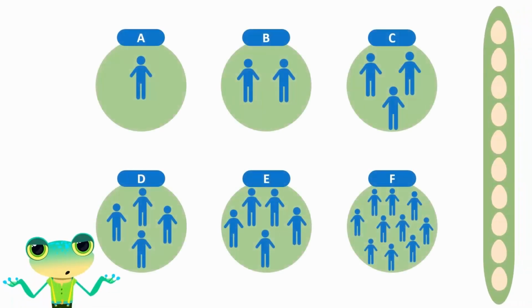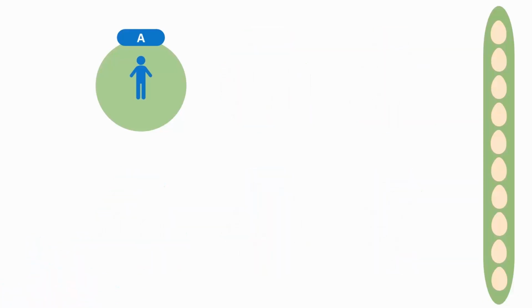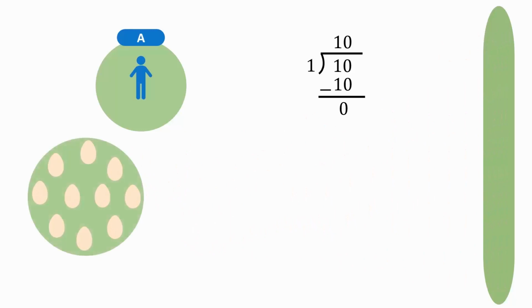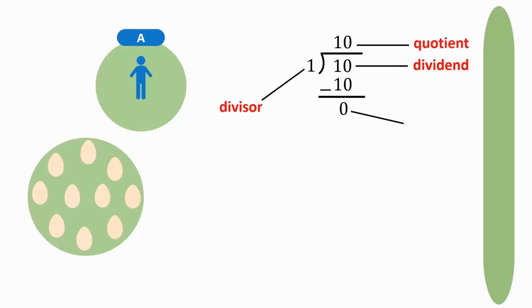Jamal wants to divide 10 eggs completely among the people in each set. In set A, there is only one person. 10 divided by 1 results in 10. It means all the eggs will go to the person in set A. Recall, 10 is called the dividend. 1 is the divisor. 10 is the quotient and 0 is the remainder.